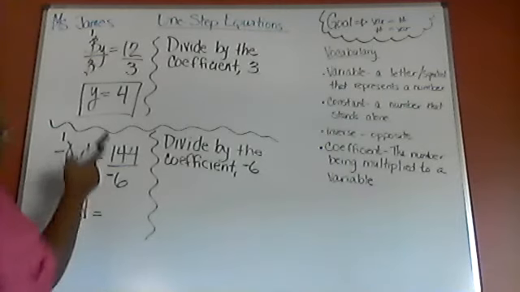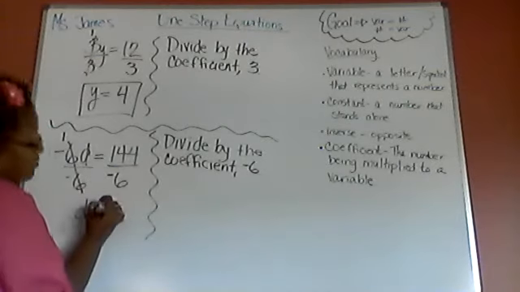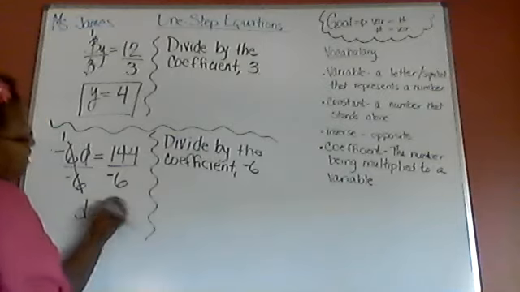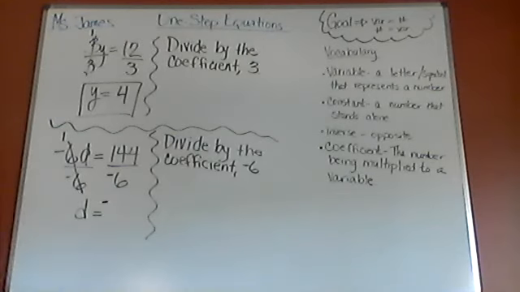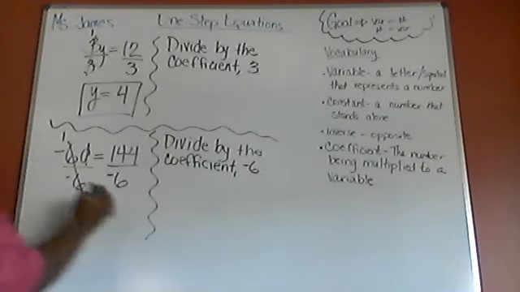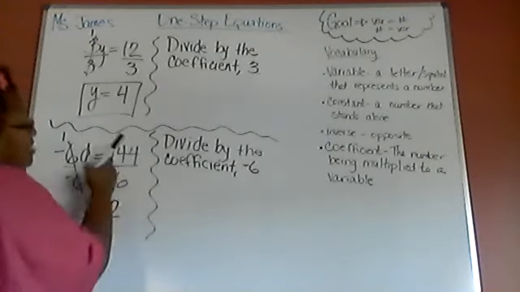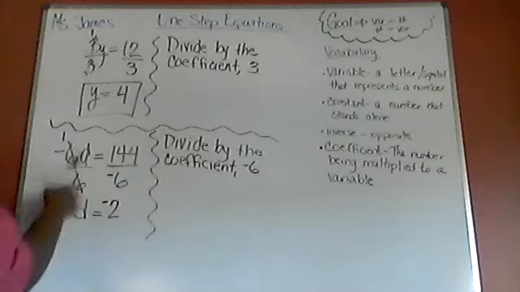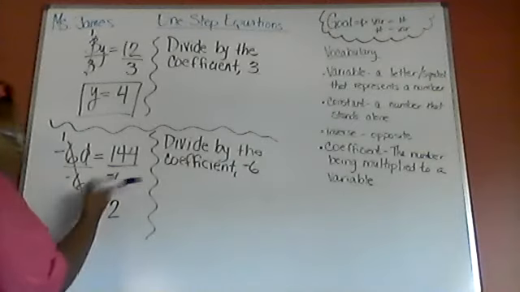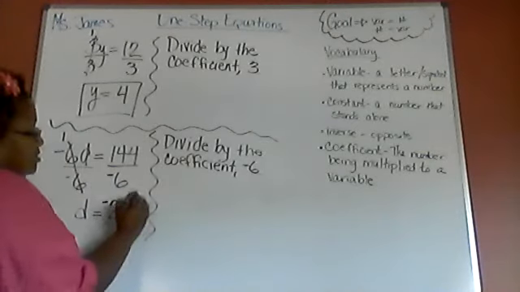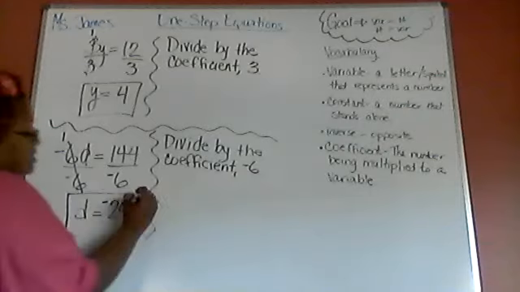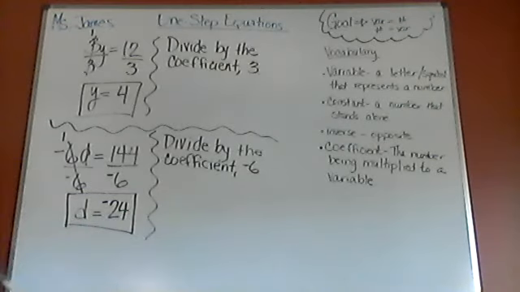Now we said a positive divided by a negative is going to be a negative. So I'm going to just put my negative symbol right there to make sure I get it right. Okay, so 6 goes into 14 2 times. And then we have 24. So 6 goes into 24 4 times. So my answer would be d equals -24.